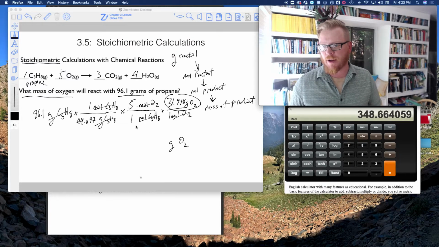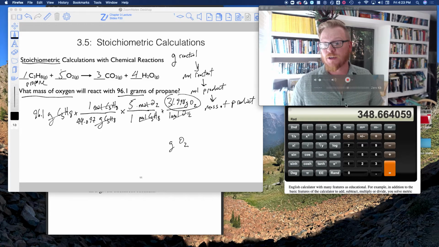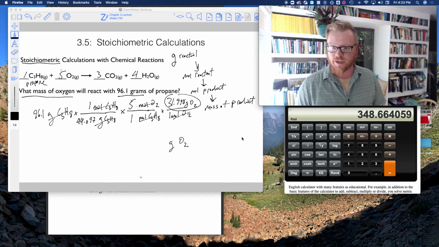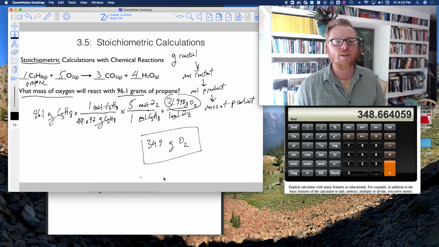I could say divide by 1 and divide by 1. And then I recognize the 96.1 is 3 sig figs. So my final answer is going to have 3 sig figs. So to me, that would be 349 with 3 sig figs. 349 grams. So what does all of this mean?